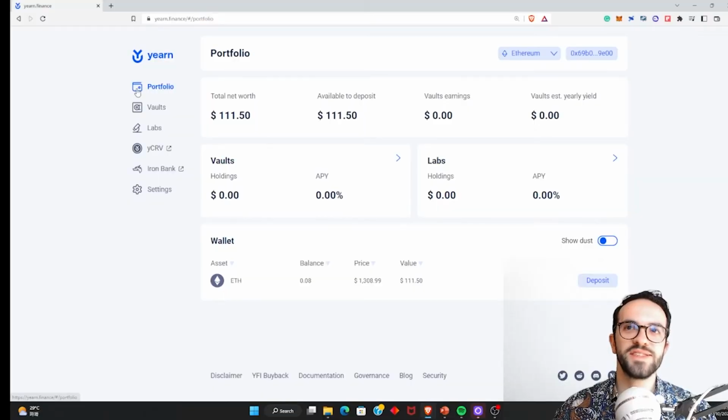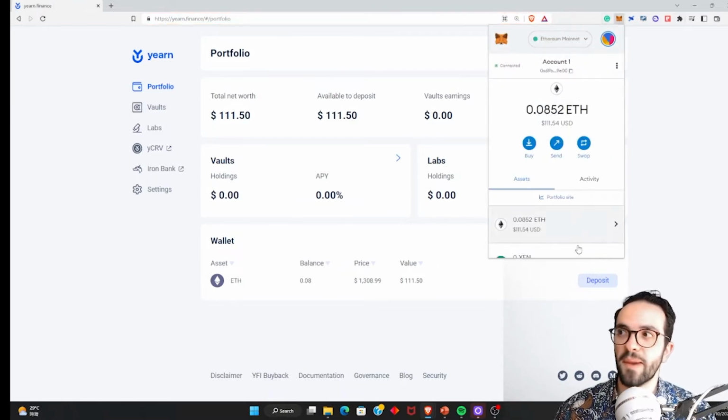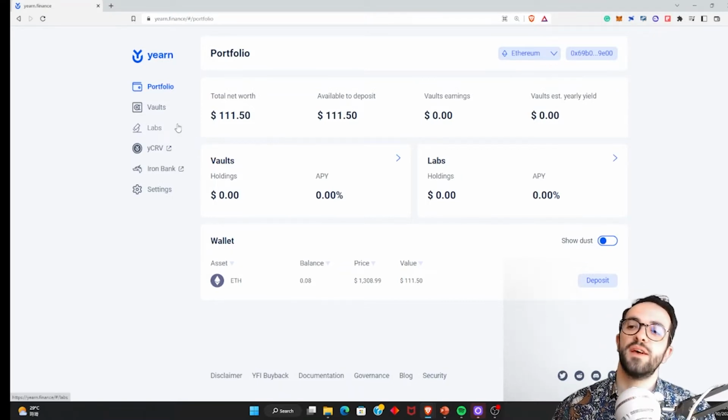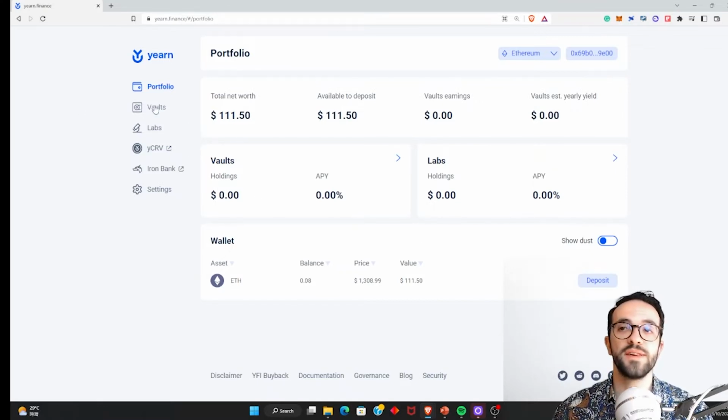All right, so I just entered the yearn.finance website. Make sure that you are on the right website, and I have already connected my MetaMask wallet, so I have already logged into my MetaMask wallet. As you can see here, I have 0.0852 ETH, and this is equivalent at the time of the recording to 111.5 US dollars.